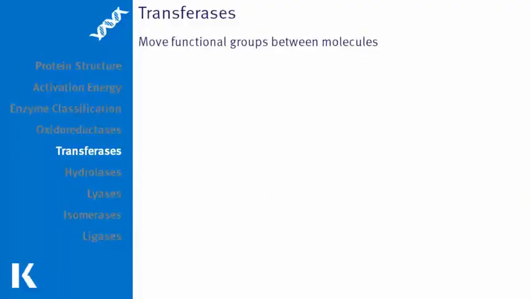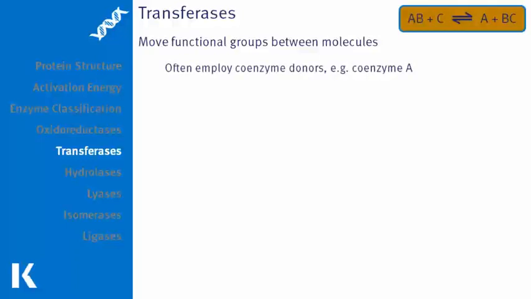Transferases shift functional groups between independent molecules, and they often use coenzyme donors. In our reaction schematic at the top right, we see functional group B being taken from A and added to C.